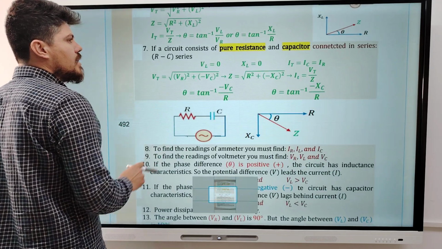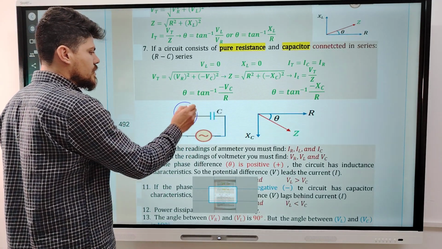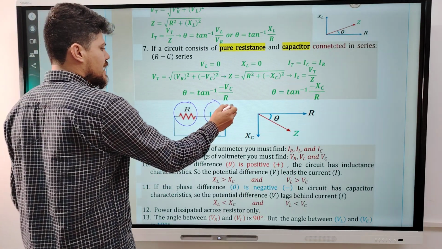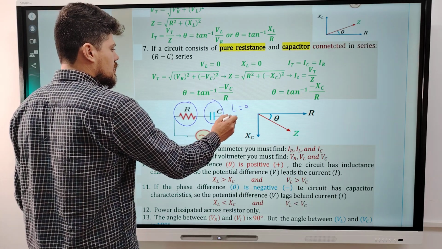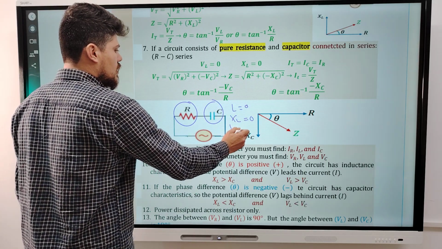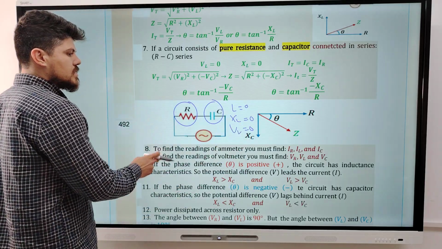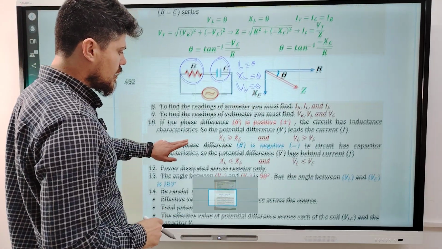And also, if the circuit is connected only with the resistance and capacitance, which means that L is 0, XL is 0, and VL is also 0.